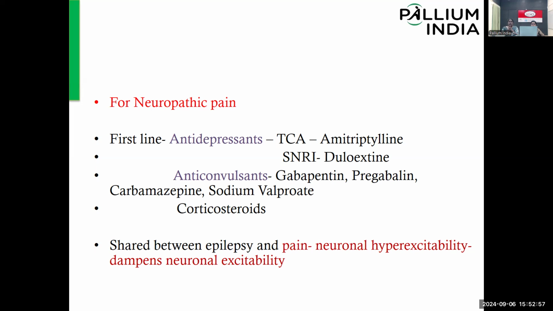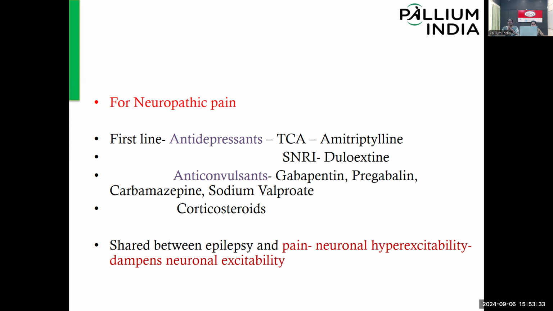The mechanism of action of anticonvulsants is shared between epilepsy and pain, because they dampen neuronal hyperexcitability. This is why we use anticonvulsants for analgesia. Usually gabapentin we start at 100 mg HS. We can increase to a BD or TDS dose. Maximum we can give is 300 mg.